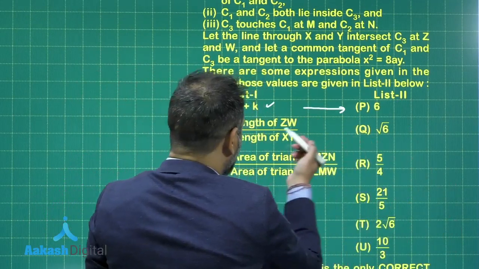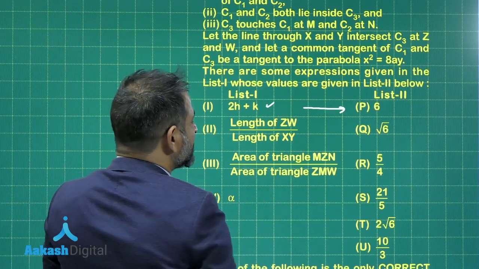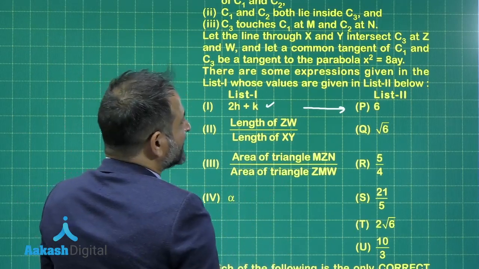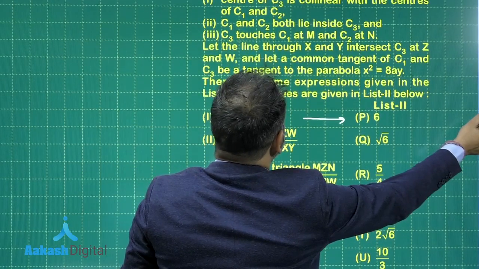Now let us move on to the second one. We have to calculate the length of ZW and the length of XY. So what were XY and ZW? Let us see here.